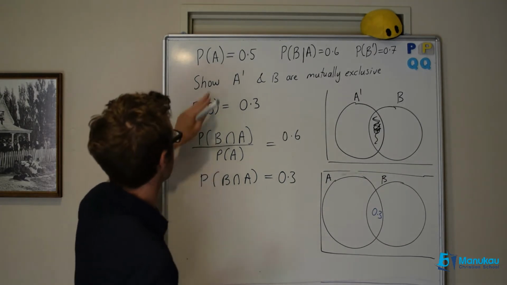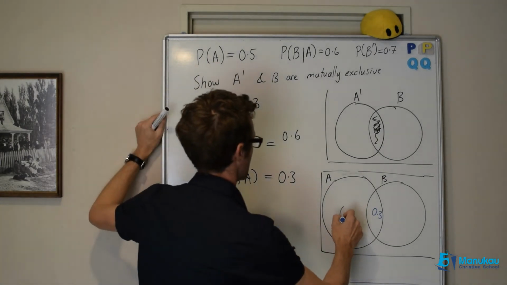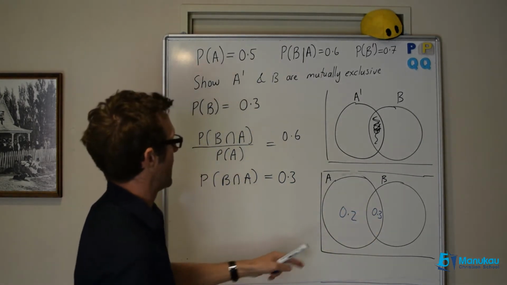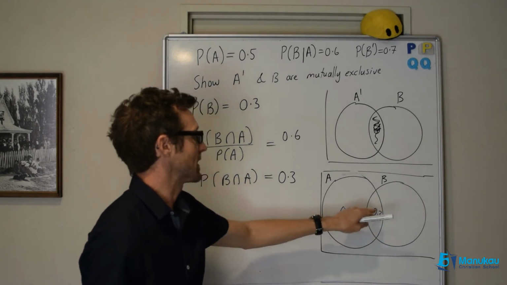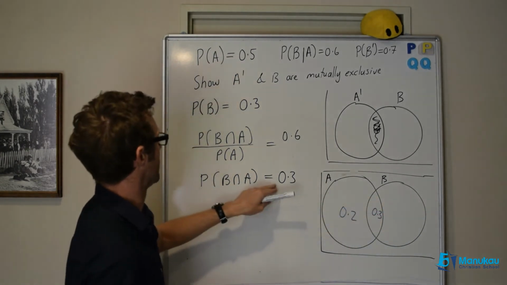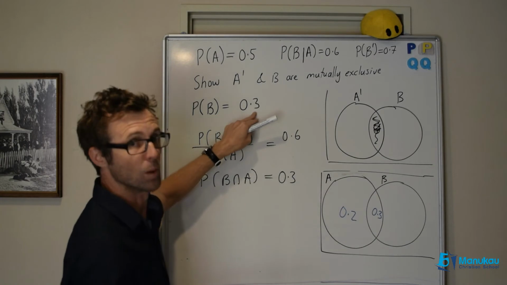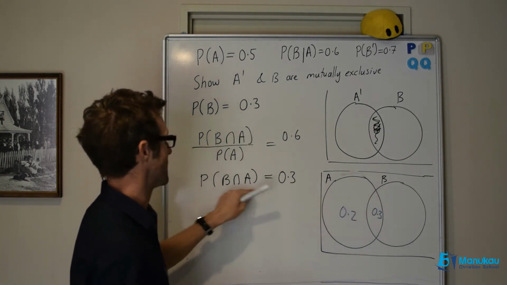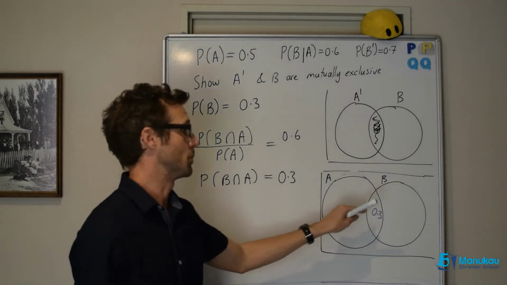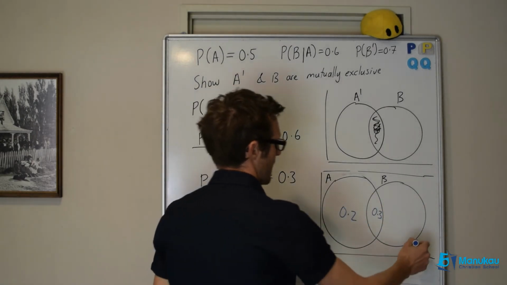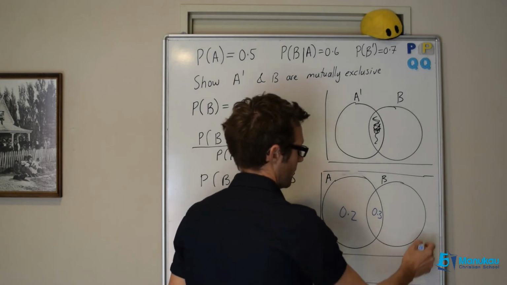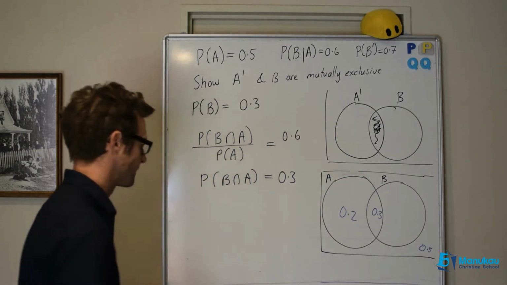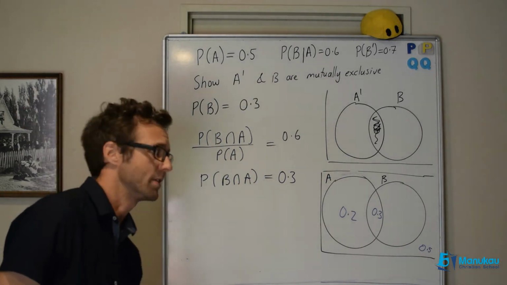And we know that A in total is 0.5, so this must be 0.2. And in addition to that, we know that there's nothing in this. Everything that is B is also A, because in total B has a probability of 0.3, and B intersection A is also 0.3. So everything that's in B is in A, which means there's nothing in there. And outside of B and outside of A must be 0.5 as well. Okay, I think we have everything we need.